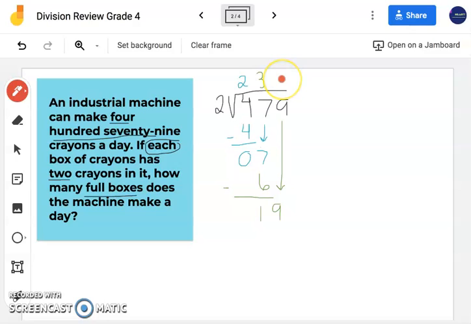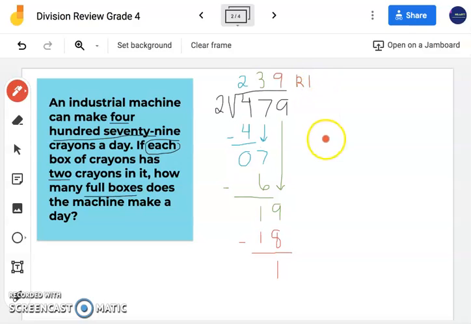A third time I'm asking this question. 2 times what number gets me close to or exactly to 19? Well, 2 times 8 is 16. 2 times 9 is 18. 2 times 10 is 20. Well, 20 is way too big. So let's use 2 times 9 is 18. That got me close to 19. So now let's subtract, and I notice I have 1 left. Now I have no more digits left in my dividend, which is telling me I'm finished. So this 1 here is known as my remainder of 1, telling me that I have one thing left over.